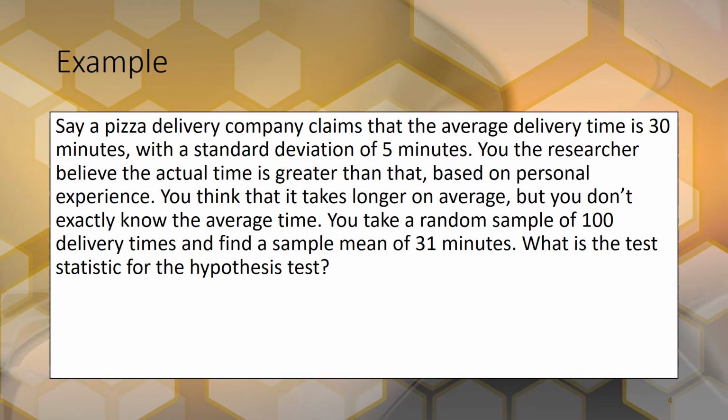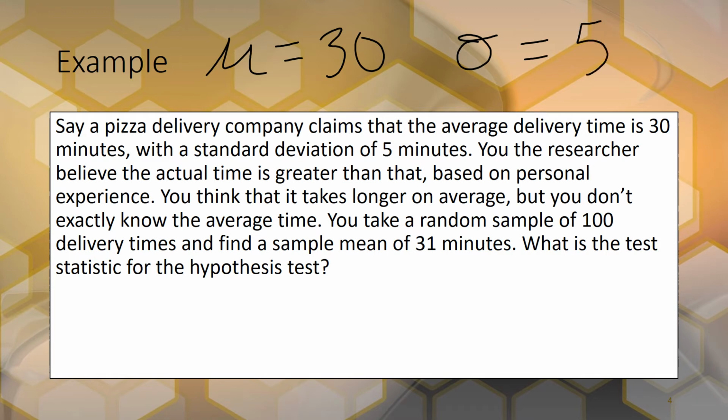Alright, here's an example. Say a pizza delivery company claims that the average delivery time is 30 minutes with a standard deviation of 5 minutes. So based on this first sentence, we can figure out that the population mean is 30 minutes and the population standard deviation is 5 minutes. And the reason I know this is the population mean and population standard deviation is because it's talking about their claim and it says nothing about a sample in that sentence.